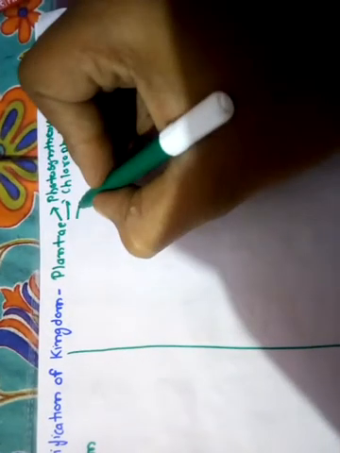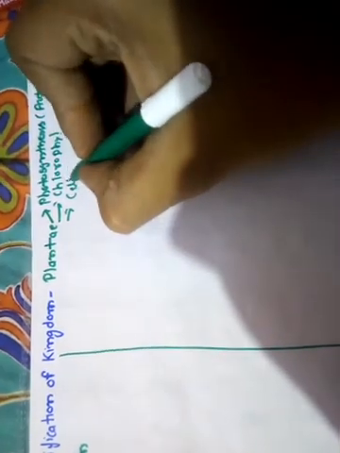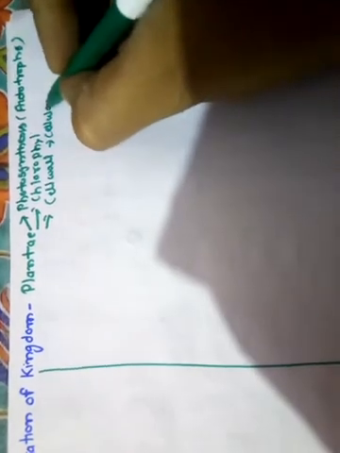Instead of chlorophyll they can also have some other pigments. We will discuss those pigments later in the chapter. All members of kingdom Plantae have a cell wall. That means the cells of the members of kingdom Plantae are surrounded outside by a cell wall, and this cell wall is always made up of cellulose.